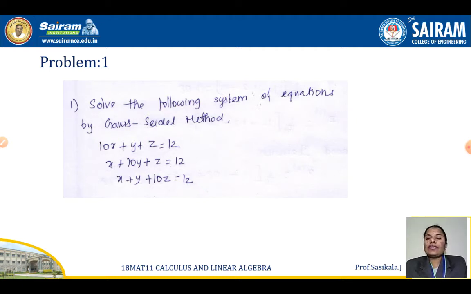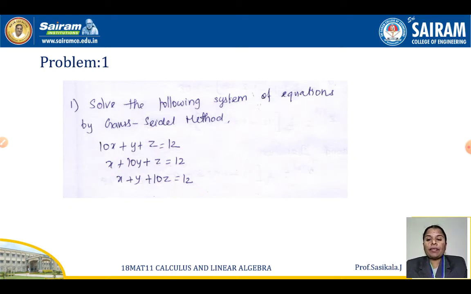Okay, so we'll go to a problem with an example to learn more about the Gauss-Seidel method. What is the question? Solve the following system of equations by the Gauss-Seidel method. The equations are 10x plus y plus z equals 12, x plus 10y plus z equals 12, x plus y plus 10z equals 12.